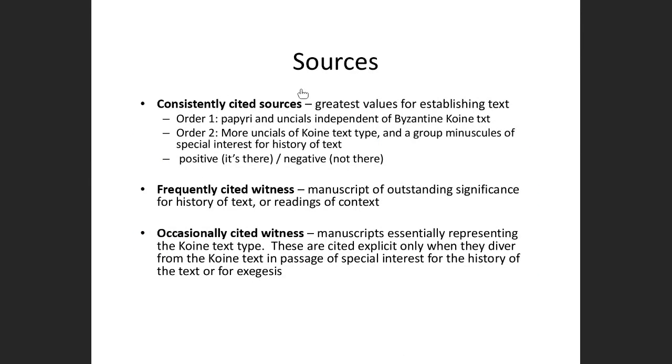So when we choose between these sources, you'll find these citings, as you saw with A. We have ordering of these citings based on the research for the German Bible Society, either as consistently cited sources, frequently cited, or occasionally cited. And then they have two orders within the consistently cited sources, order 1 and order 2. Order 1 consists of papyri and direct uncials, which are independent of the Byzantine Koine text.